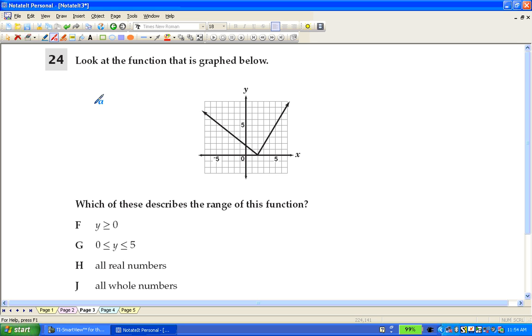Which of these describes the range of this function? The range is the set of all outputs, or y values, of the function. Alright, so it looks like we could use any x value we want for this function on the real numbers. But we will never get a y value, or an answer, or an output that's below 0. Well, this function indicates that this never goes below 0 as a y value. So y will always be greater than 0.